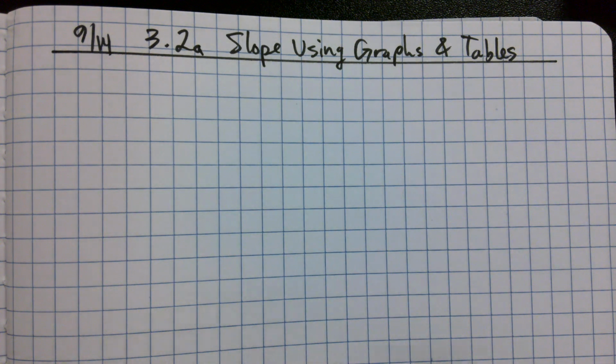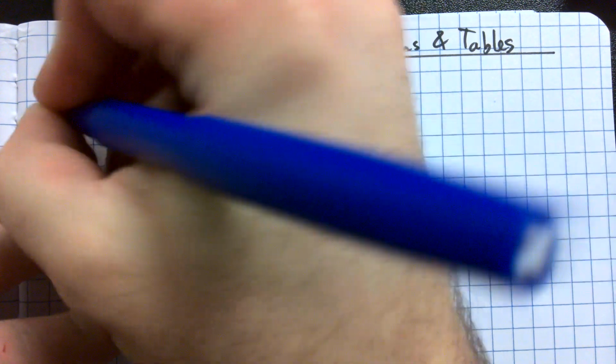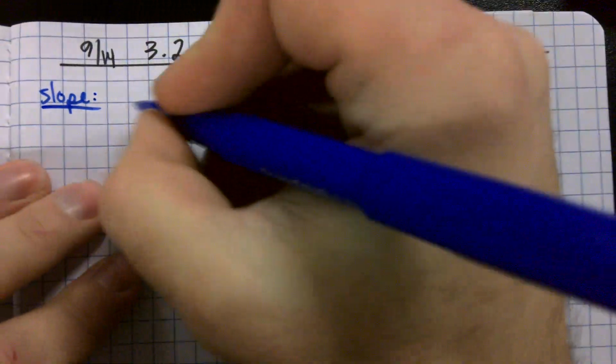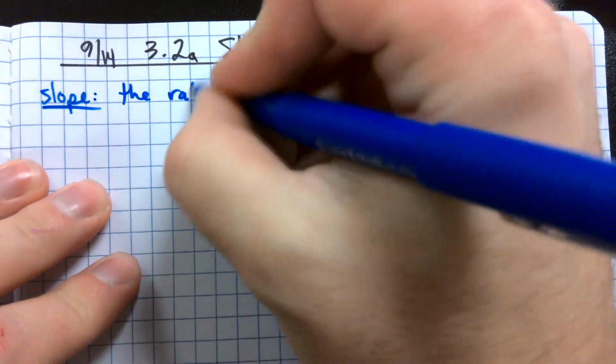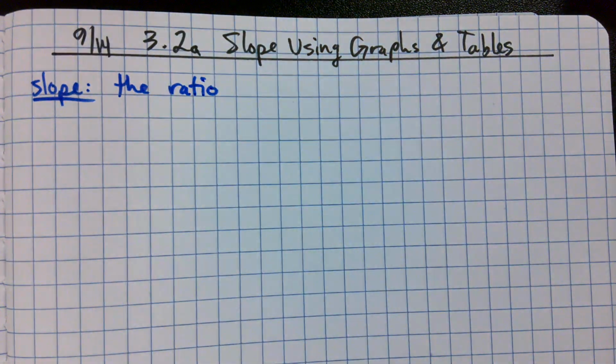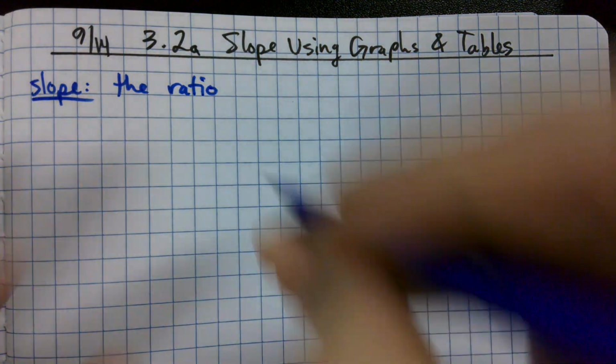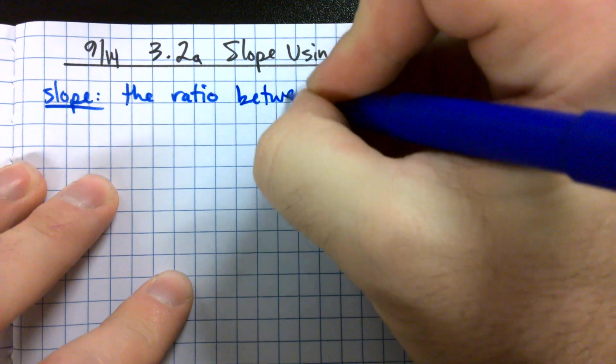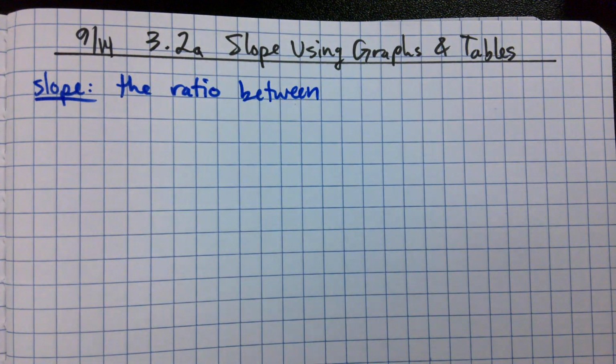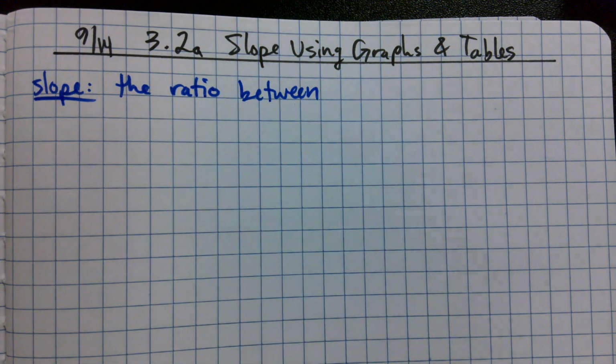classroom, but also in the real world. So let's define slope real quick. Slope can be defined as the ratio. Remember, ratio is just a fancy word for fraction. Write ratio, don't write fraction. Trust the process.